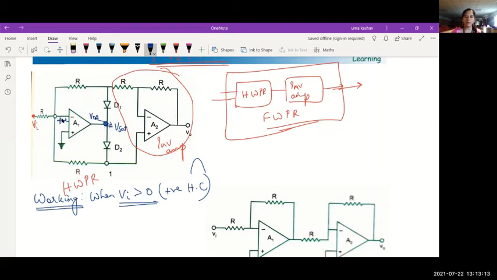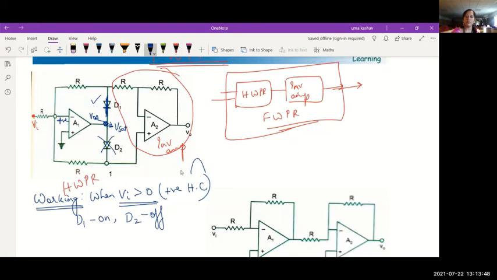Because we have given a positive input, the output of the op amp will automatically try to move towards its negative saturation. But when it goes to negative saturation, you will see diode D1 will conduct because the cathode of this diode is connected. So this diode conducts, and what happens to D2? Negative is connected to the anode, so this diode is off. So what will happen? D1 is on and D2 is off.